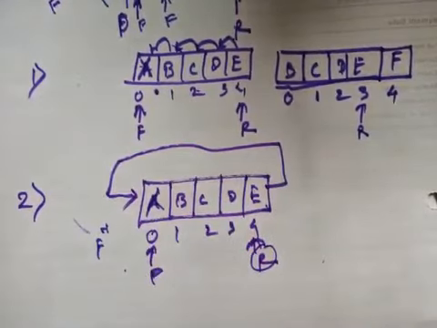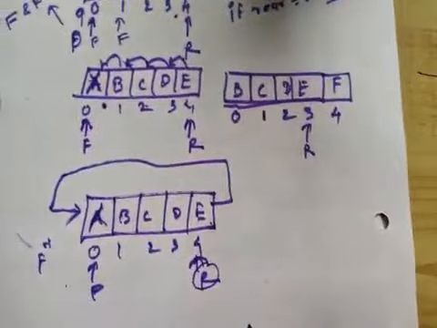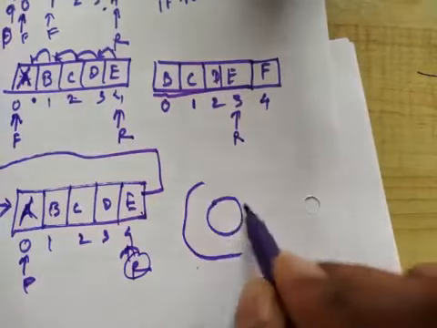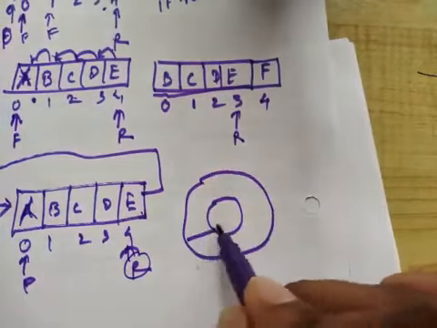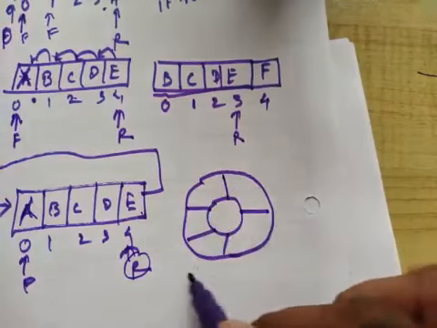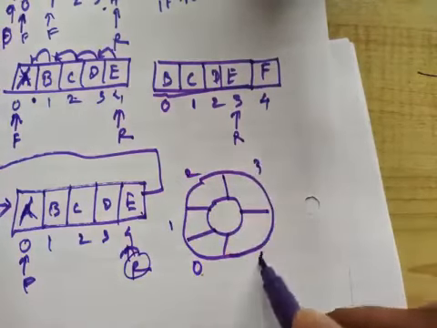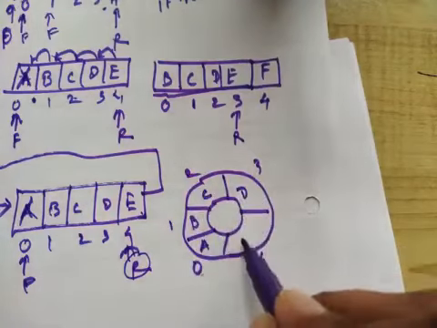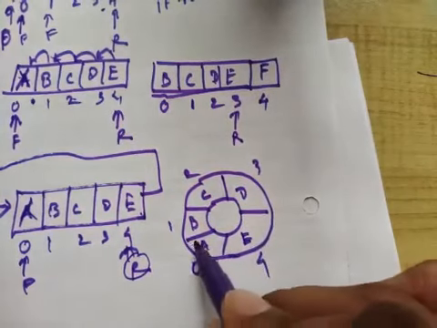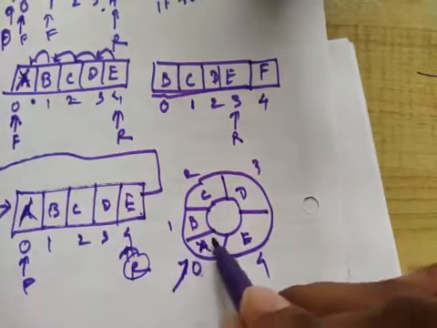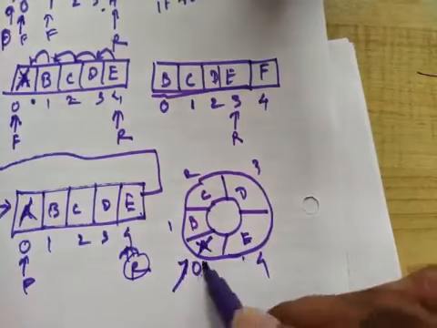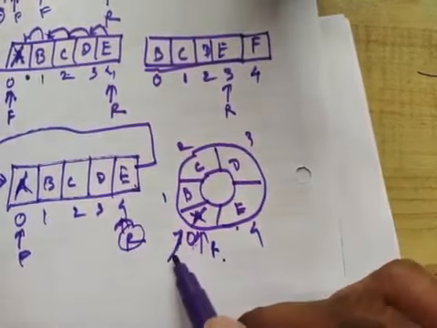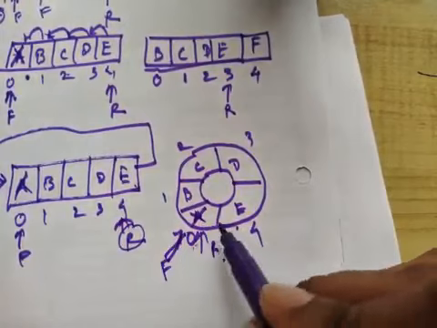If you represent this diagrammatically, it will look like this. Again, it is a linear array, only the graphical representation is different. 0, 1, 2, 3, 4. Now you insert A here, then B here, then C here, then D here, and then E here. Now suppose you delete A from this, now your rear will jump to this location. Your rear will point to this location, and front is also pointing to this location. So what does this mean?